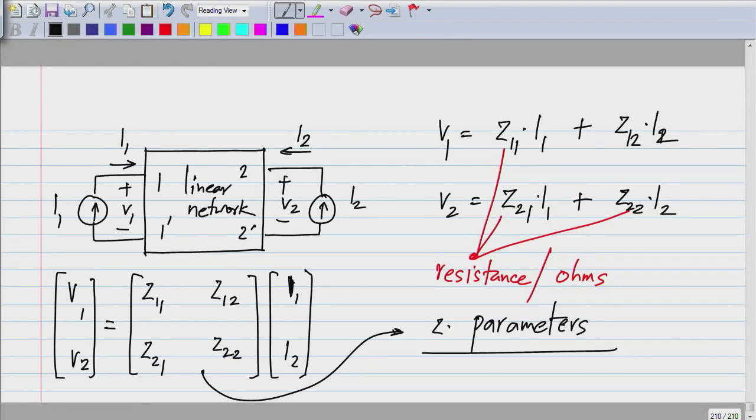Now there is a question, if current direction is opposite, what will be V1 and V2? It will be negative of whatever we have here. Now like I said, this V1 and I1 and V2 and I2 are chosen with passive sign convention. So if V1 is positive on top, I1 will be flowing into the terminal. Similarly, when V2 is positive on top, I2 will be flowing into that terminal.